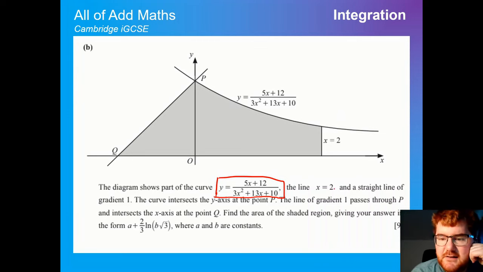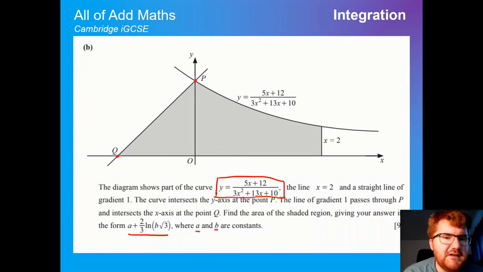So the line x = 2, which is here, and a straight line of gradient 1. So this is this PQ line over here. The curve intersects the y-axis at the point P. Yep, got that here. The line of gradient 1 passes through P and then comes through at Q. And we want to find the area of the shaded region, in this particular form, which is helpful to know later on. A and B are constants, so not integers, they're just constants, so keep that in mind too.